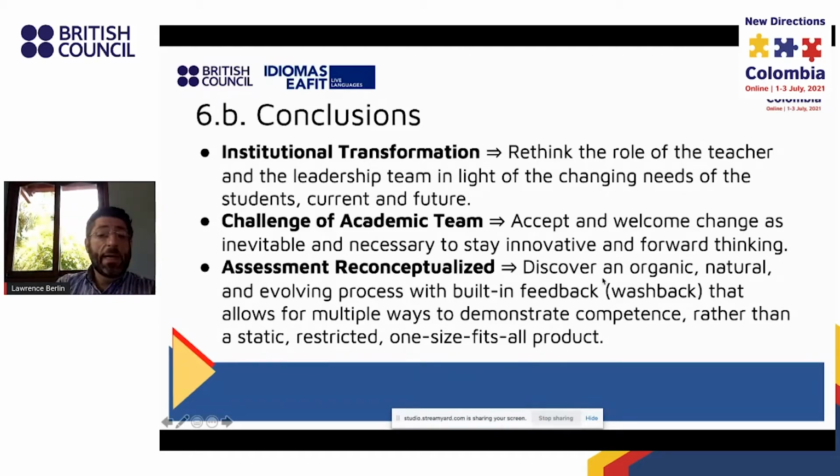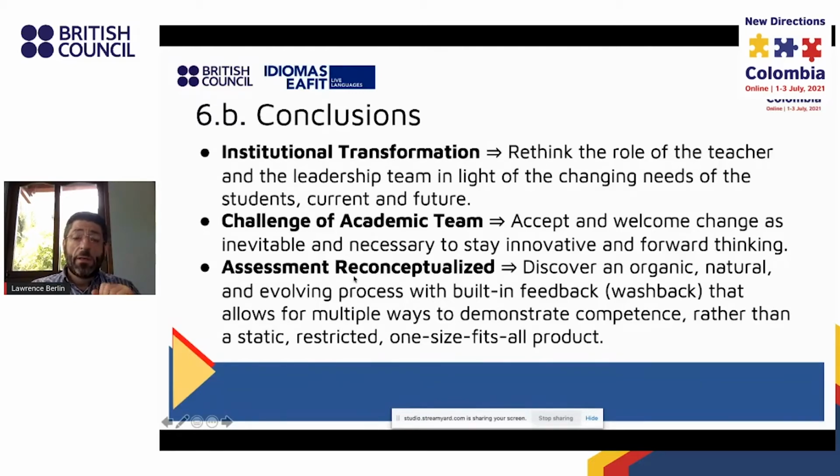Okay. And the challenge of the academic team. Obviously, it's difficult to accept change in any form, but to begin to recognize and possibly even embrace change as inevitable and necessary to stay innovative and forward-thinking, which is what all institutions are attempting to do.